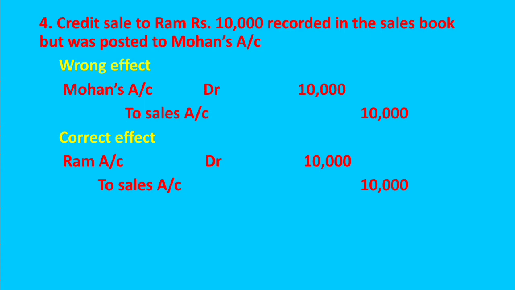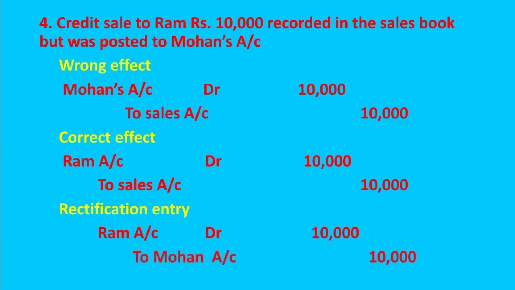Now we want to cancel the wrong debit of Mohan's account and we have to give correct debit to Ram account. For that, we can debit Ram account debtor 10,000. And to cancel the wrong debit of Mohan's account, we can credit the same account. So credit Mohan's account, to Mohan's account 10,000. Then the rectification entry, Ram account debtor to Mohan's account 10,000.